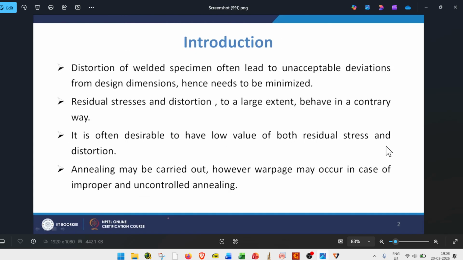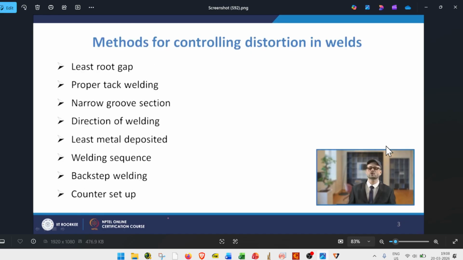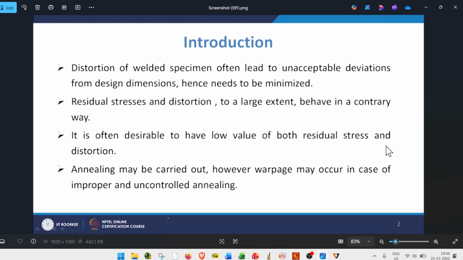Okay, so distortion of the welding specimen often leads to undesirable deviations from the design dimensions. Hence, we have to minimize it. How can we minimize it? Residual stress and distortion, to a large extent, behave in a contrary way. That means if distortion is limited, stresses will be generated, or if distortion is happening, the stresses will not be present. So it is often desirable to have low values of both residual stress and distortion.